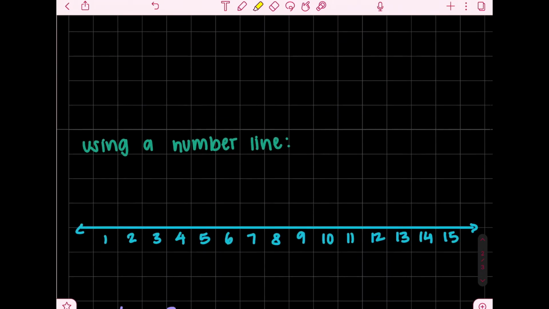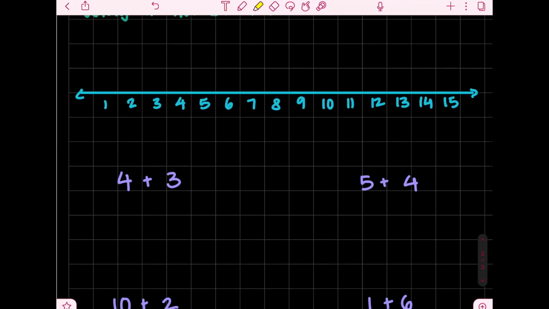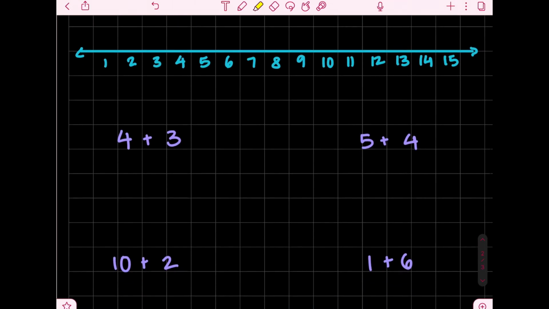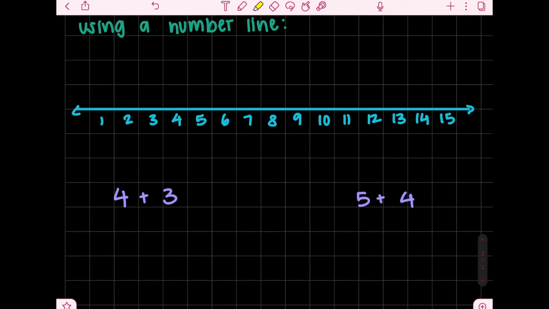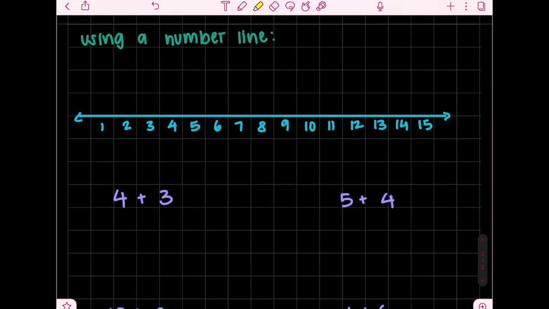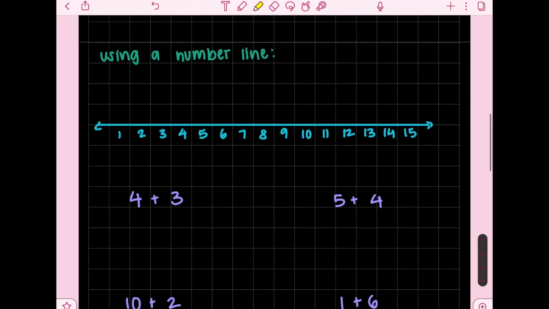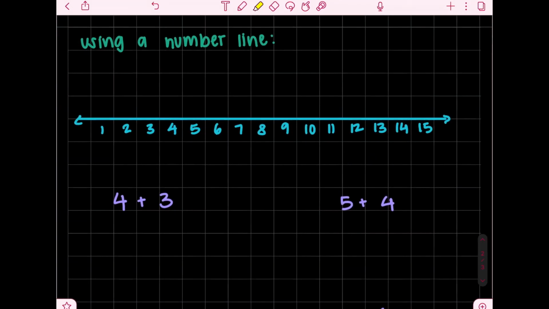But now let's talk about using a number line to help us with basic addition. I have a bunch of examples here, and I have a number line. A number line is basically a line, as you can see, with numbers labeled on it. My number line is a little bit off, so I am going to move it a little bit, just so that it can fit properly.